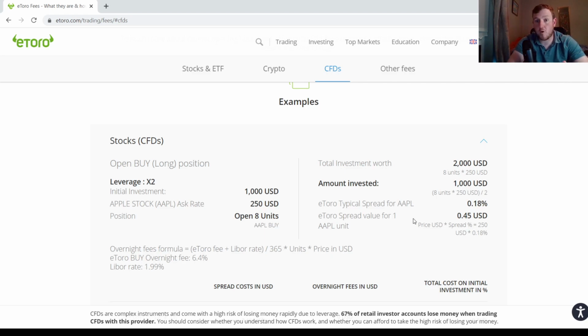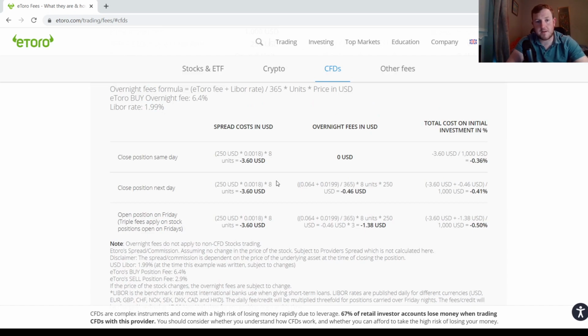So that 6.4% applies if you are buying and selling within the same day, but if you are planning on opening a position and keeping it for a few days, you're going to pay an overnight rate as well for every night that you keep your position open. And that overnight rate is a LIBOR rate, so it's 1.99% here in their example. So they have some workings here now. Let's have a quick look at them.